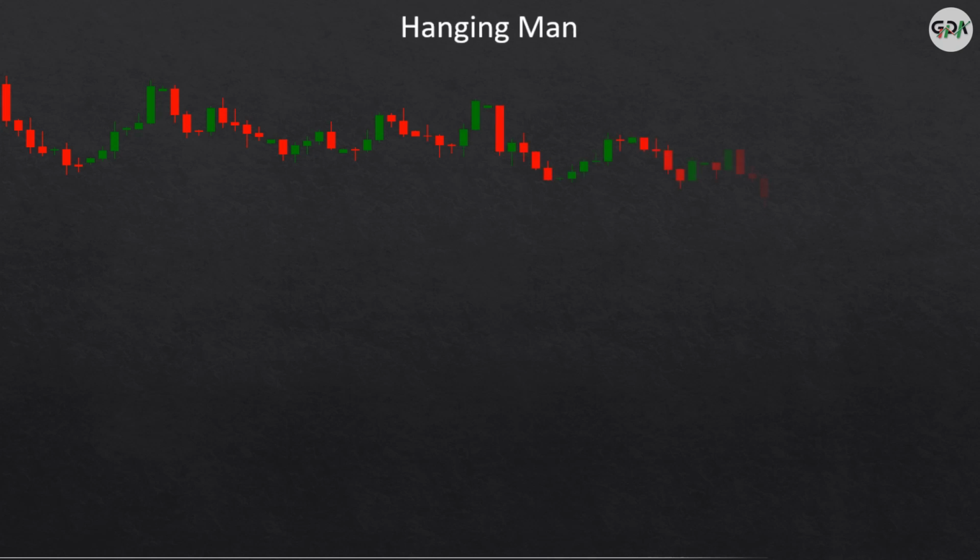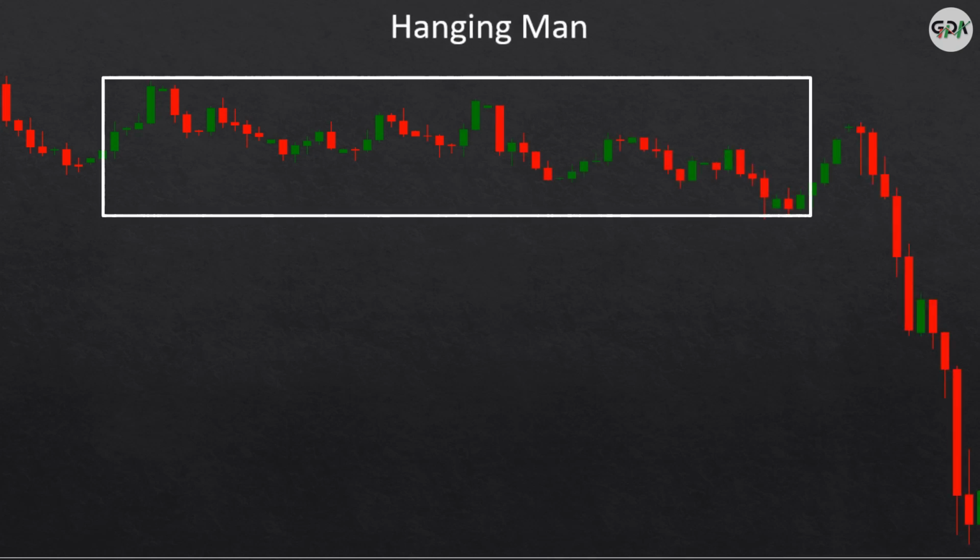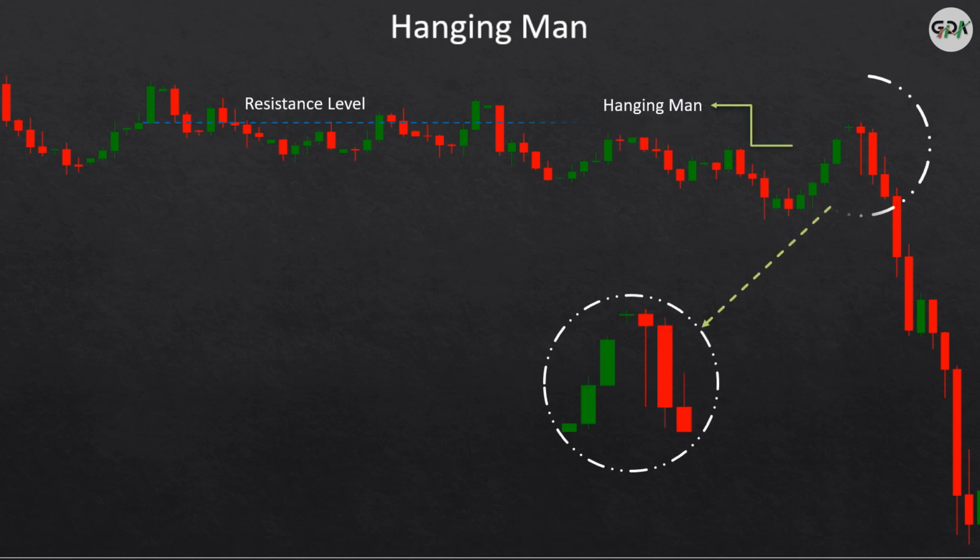We will take here another example of hanging man. Previous price action was in sideways. Hanging man formed at resistance level, duly supported by next solid bearish candle by pulling down the price to further lows.